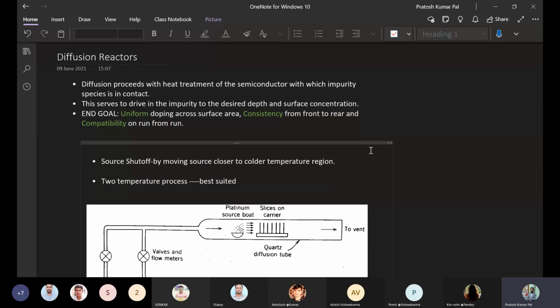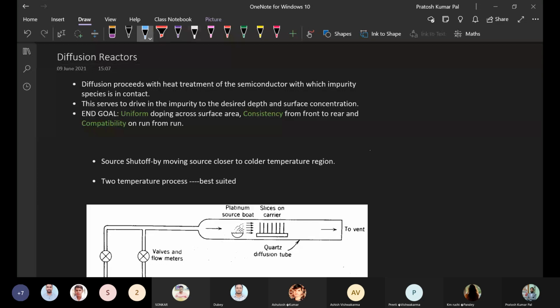Okay, so in today's class, basically we will see the different diffusion reactors. What different types of reactors are there, and for those reactors, what type of dopant is used. Basically, in case of diffusion, we are going to deposit the dopant atoms on the silicon, either p-type or n-type.